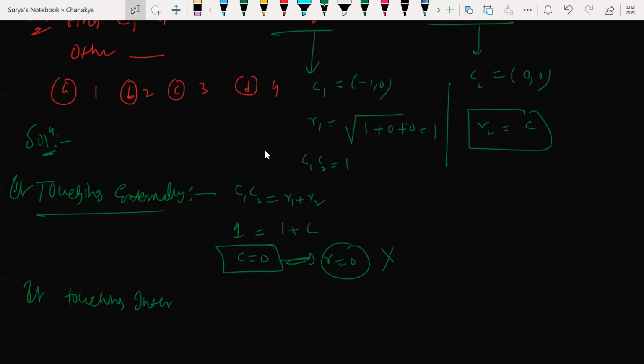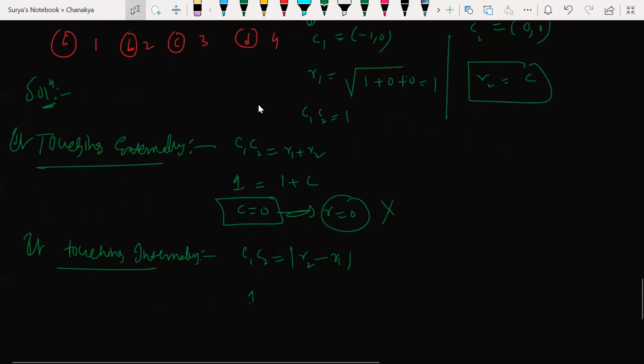So if touching internally, let us take internally. What is the condition for internal touching? C1 C2 is equal to R2 - R1, am I correct? This is the condition of touching internally. C1, C2 is what here? 1. Am I correct? R2 - R1, yeah, R1 - R2.